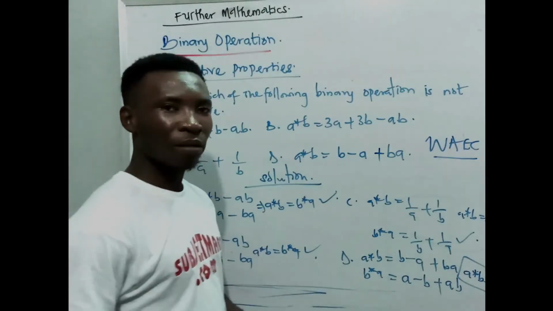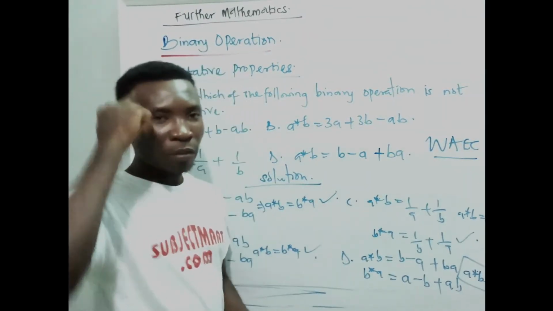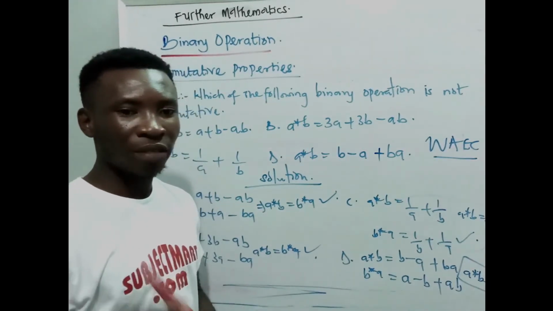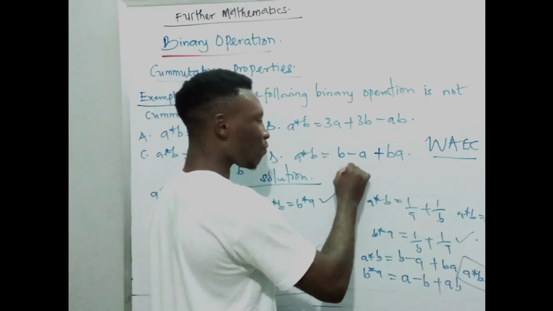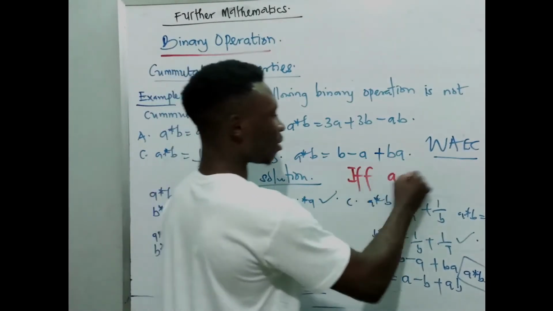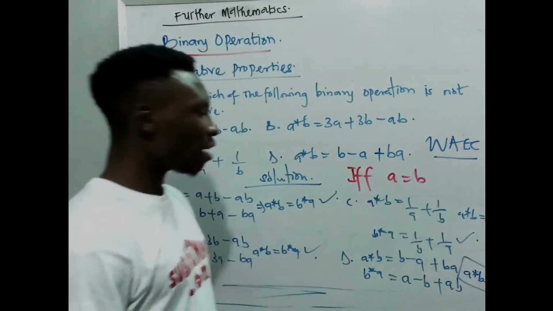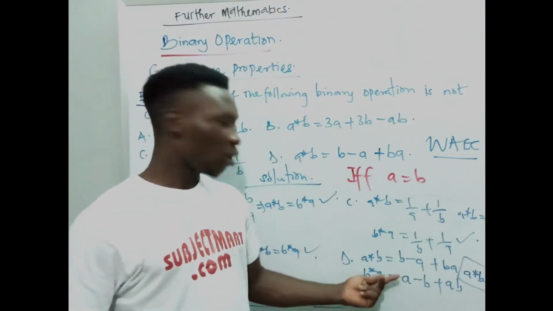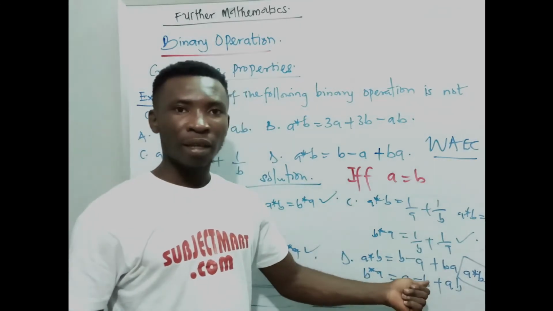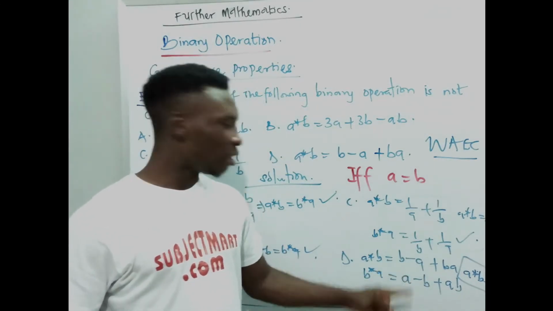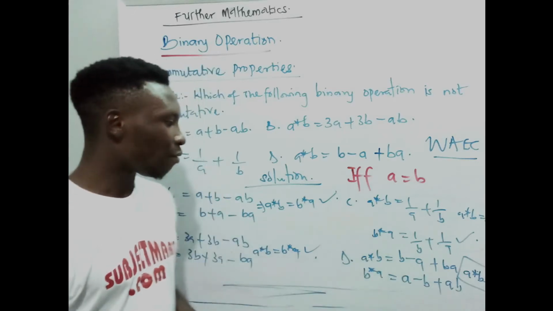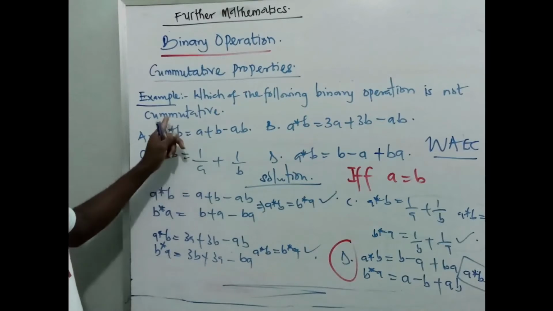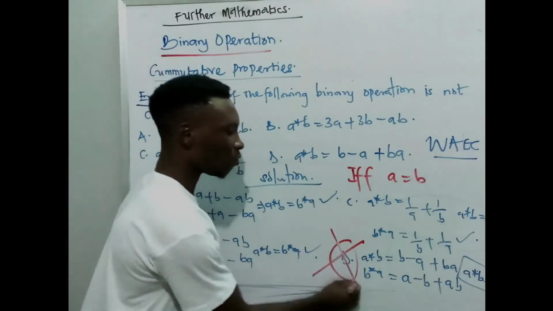It can only be commutative if one condition is satisfied, and that condition is if and only if A is equal to B. If A is equal to B, then there's no difference between its position, since they are equal. But if B is greater than A, it cannot be commutative. If A is greater than B, it cannot be commutative. Therefore, the answer to this particular question is your D. So D says that what? D is not commutative.